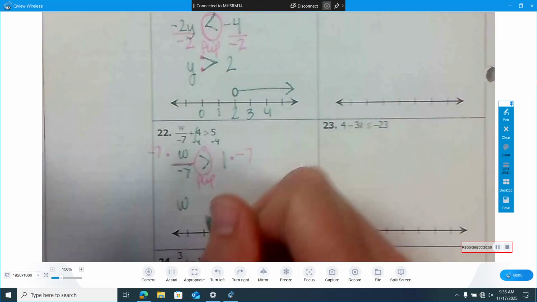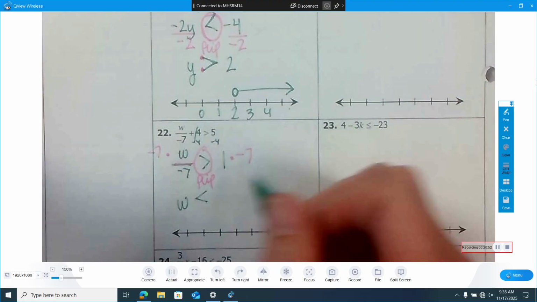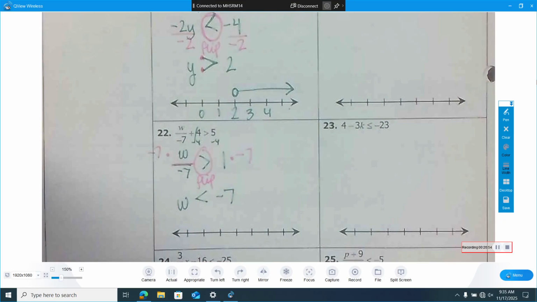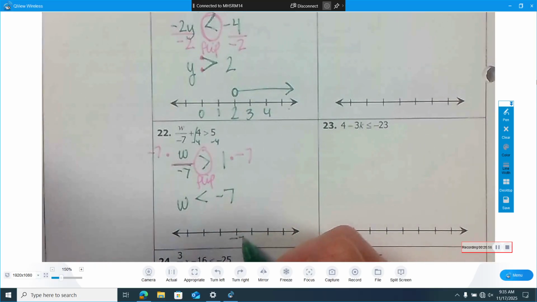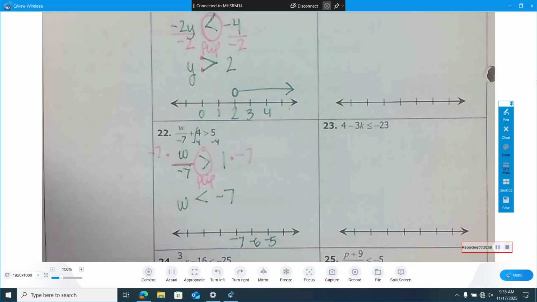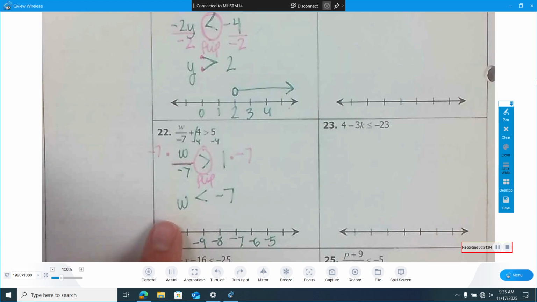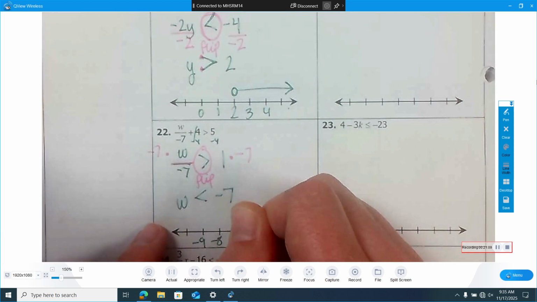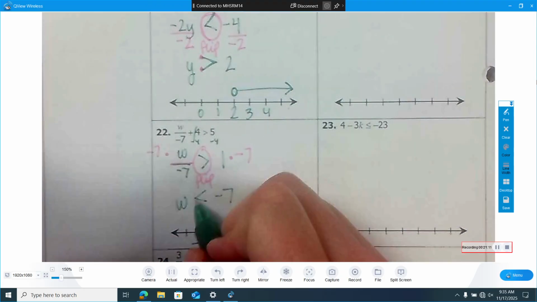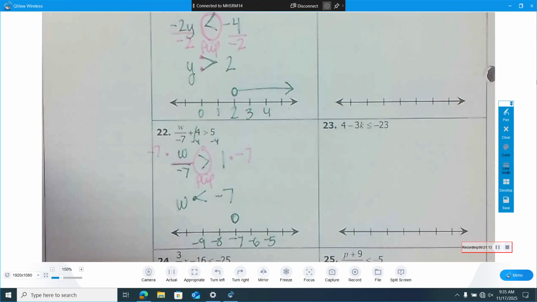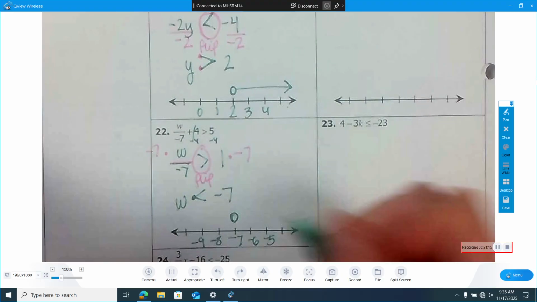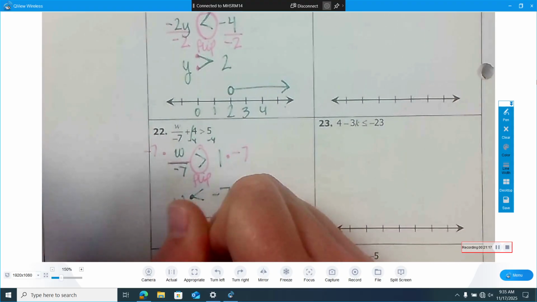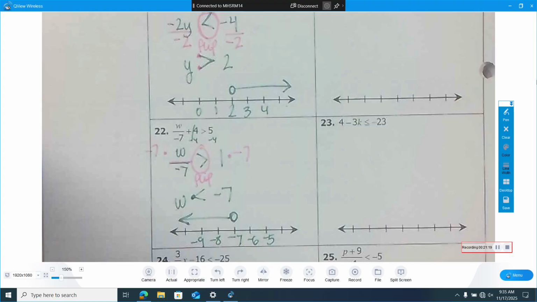So we have W now is littler than -7. So I have a -7, a -6 and a -5 to the right, -8 and a -9 to the left. Open or closed dot at -7? Open dot, and we want numbers littler than -7. Where are the littler numbers? To the left. Littler numbers go to the left. Beautiful.